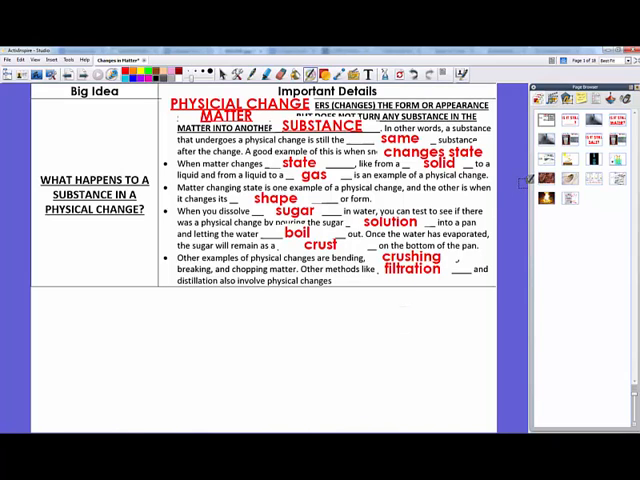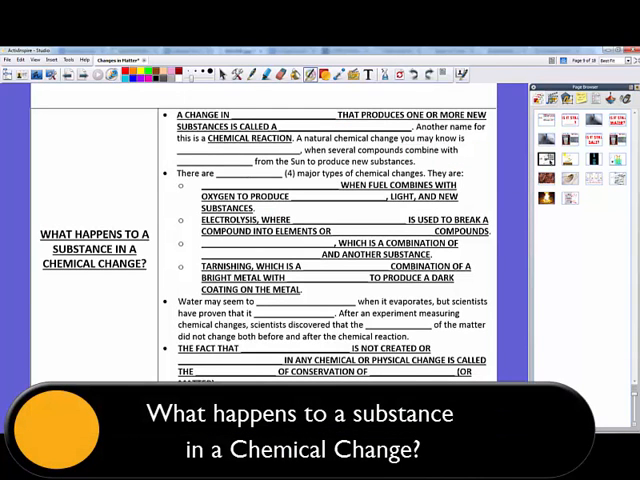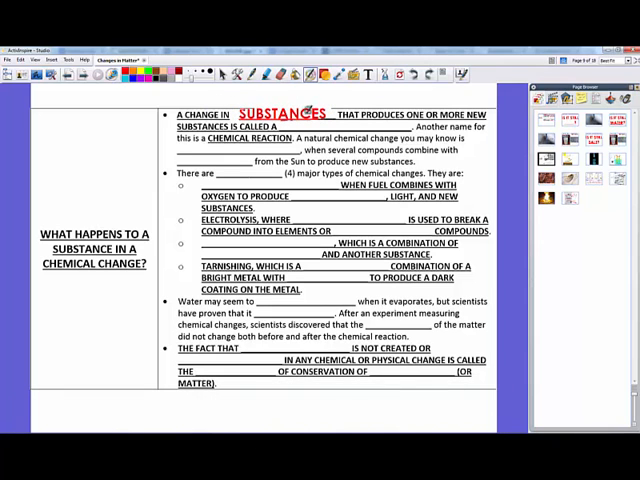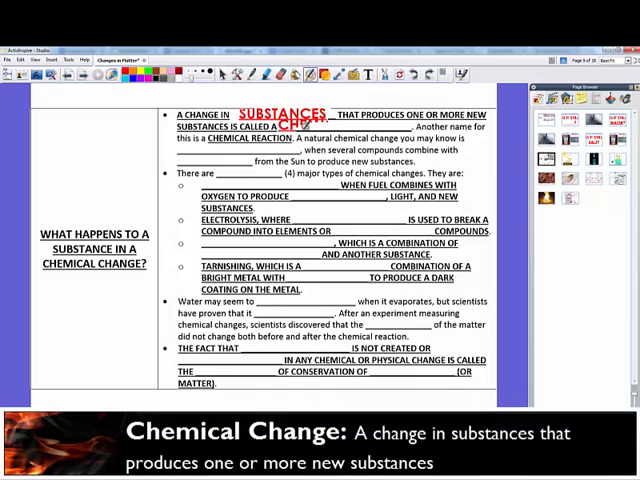So what happens when the answer is no, it's not still that? Well, that's a chemical change. It's a change in a substance that produces new substances. We call that a chemical change.